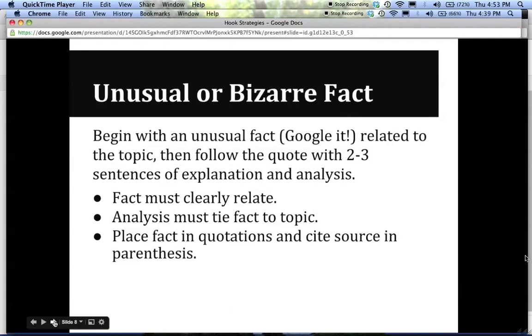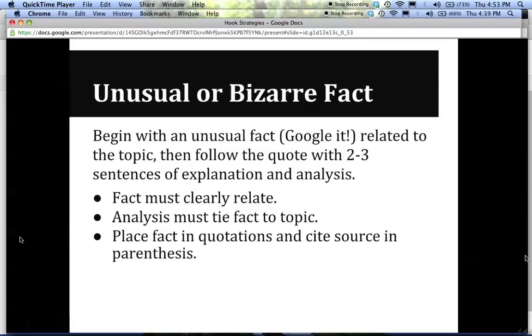The fourth and final strategy, and this one is so great when it's done well, but it can be challenging to do. It really depends on the essay topic and whether or not you have access to a computer where you can look up an interesting fact. So this is the unusual or bizarre fact strategy.